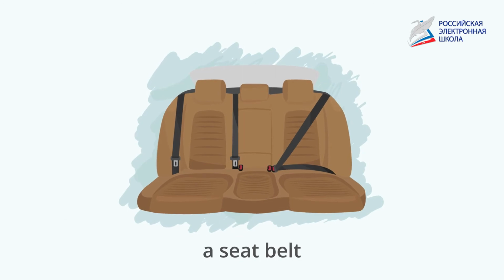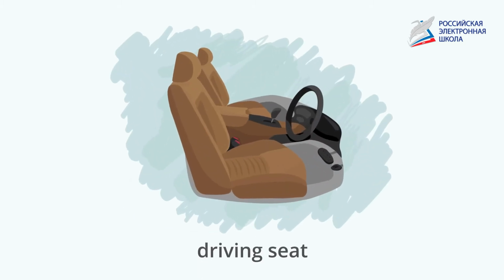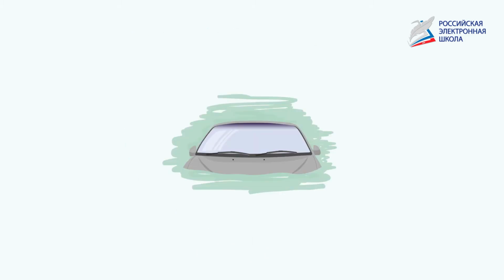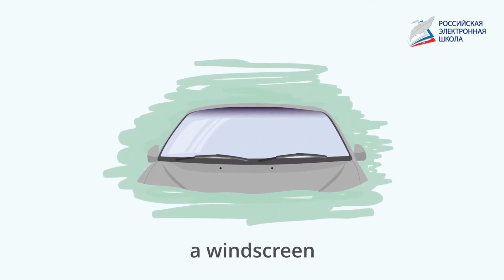Seat belt. A strong belt in a car or plane that you fasten around yourself to hold you in your seat. Driving seat. The seat where you sit when you are driving a car. A windscreen. A large glass window at the front of a vehicle.